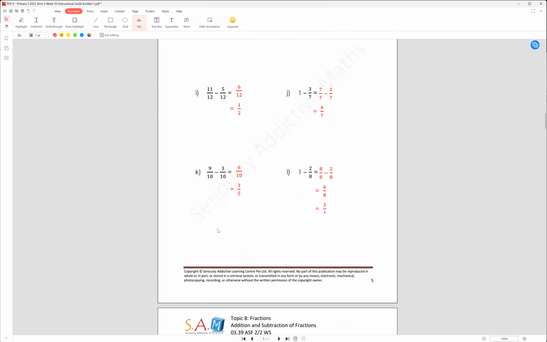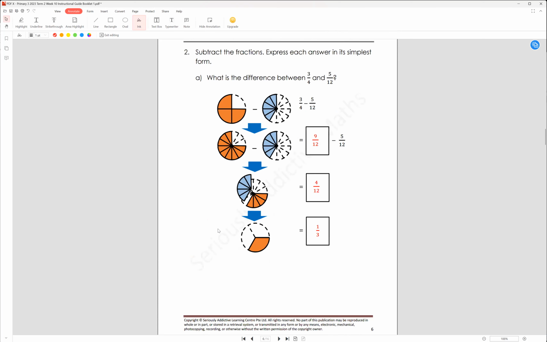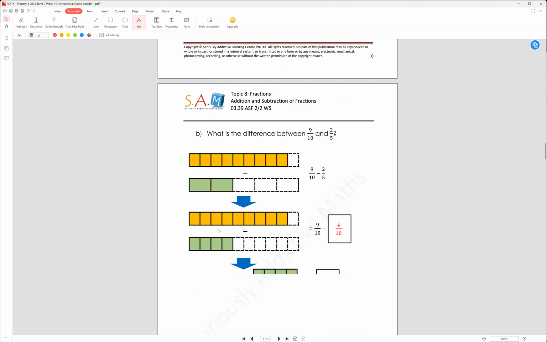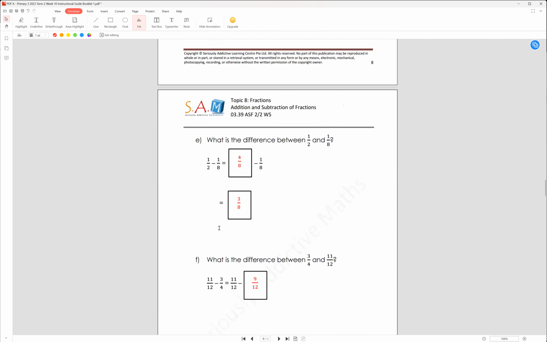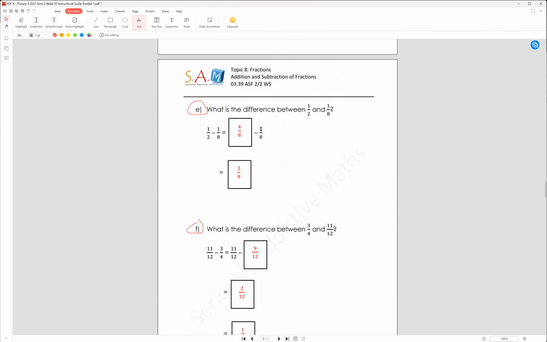Then get them to do 2A. Let's see, E, what's the difference? So it's the understanding question. Difference means the greater fraction minus the smaller fraction. How do they know which is greater? How do they know which is smaller? Just convert one fraction first. So half is converted into 4 out of 8. Write the steps: 4 out of 8 minus 1 equals 3/8.